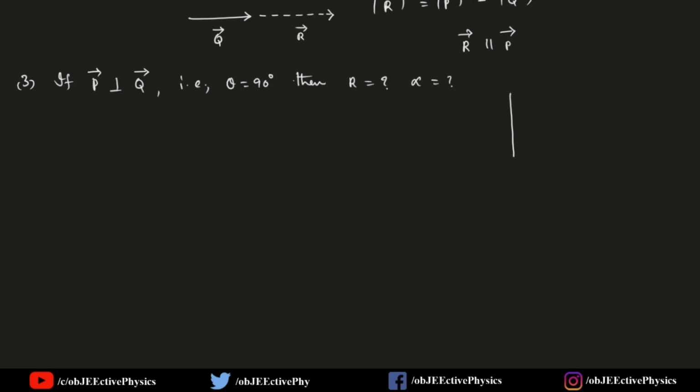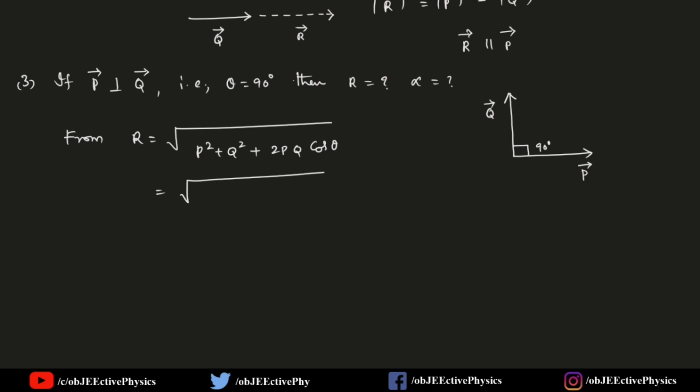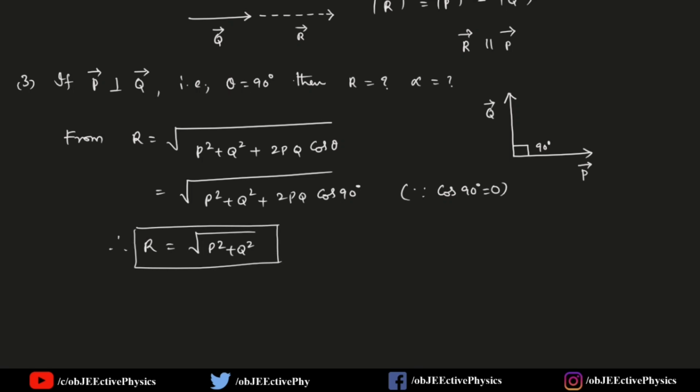Let us take here P vector and Q vector are mutually perpendicular to each other. This is P vector and Q vector. Angle between P and Q is 90 degrees. From R is equal to square root of P square plus Q square plus 2PQ cos theta, square root of P square plus Q square plus 2PQ cos 90. We know that cos 90 is equal to 0. So therefore, R is equal to square root of P square plus Q square only. This is the magnitude of resultant of two mutually perpendicular vectors.